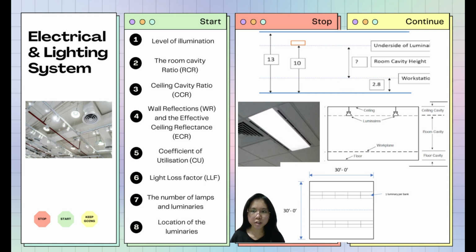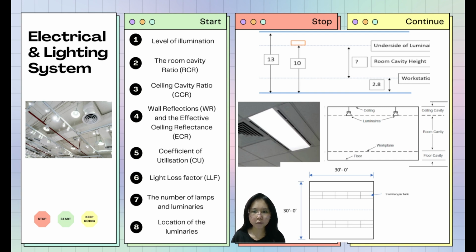Fifth, the coefficient of utilization. As mentioned above, RCR is 2.4. The wall reflectance is 80% and the ECR is 67%. Hence, we can know that the CU is 0.6. Next, light loss factor. We assume the wattage of a fluorescent lamp in a prismatic lens fixture is 59 watts. Then, the number of lamps and luminaires. We assume one lamp is placed in each luminaire. Hence, we can calculate the number of luminaires in the clean room and we get 2 luminaires.